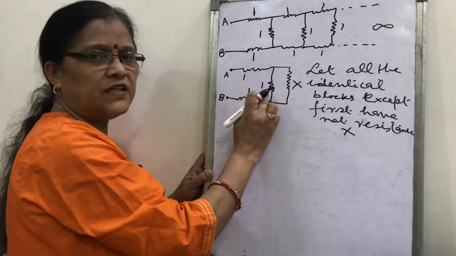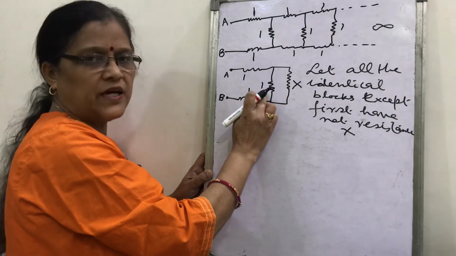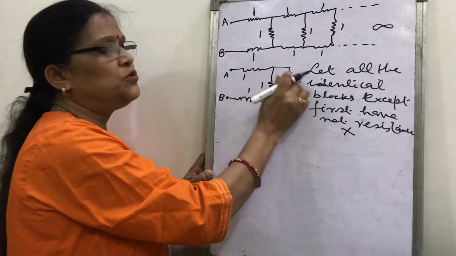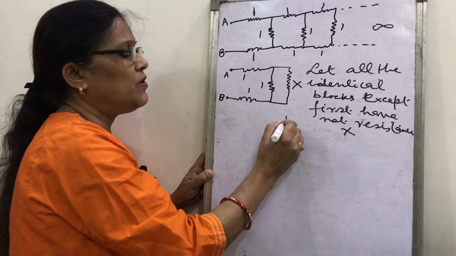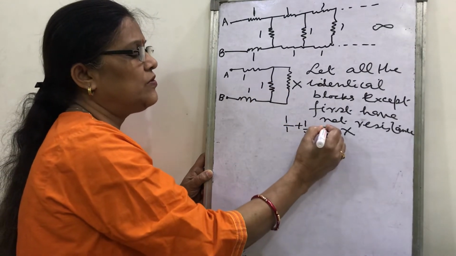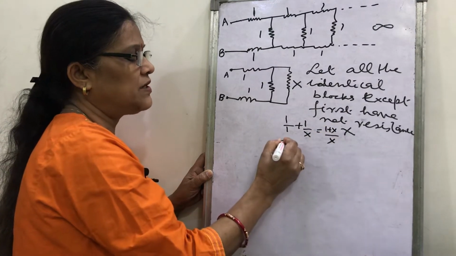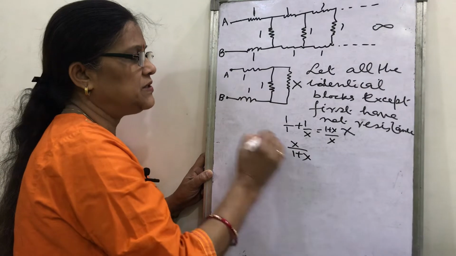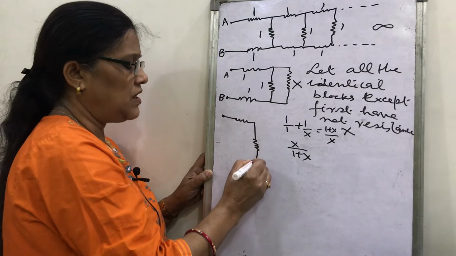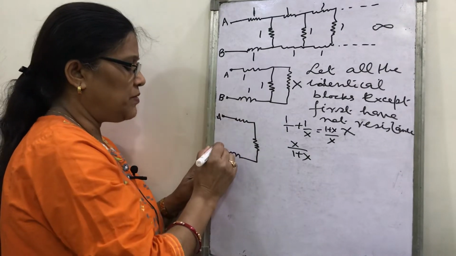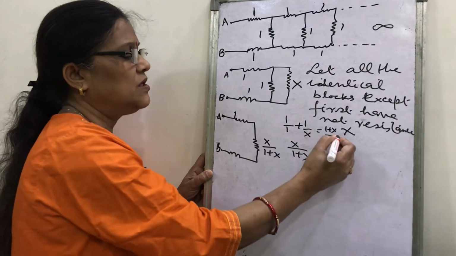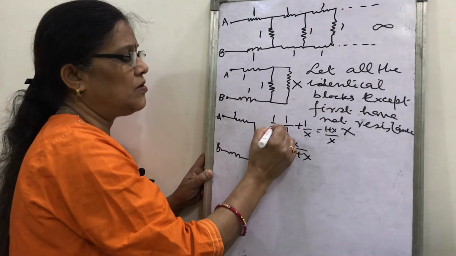Then how are 1 and X connected? Now you will solve. These 1 and X are in parallel. It is quite clear. Then what will you get in place of these two? 1 upon Rp equals 1 upon 1 plus 1 upon X, which is 1 plus X upon X. So the net resistance will be X upon 1 plus X. So this will become A, this is 1, this is X upon 1 plus X, and this is B.